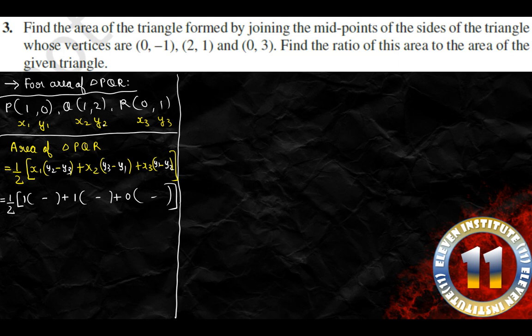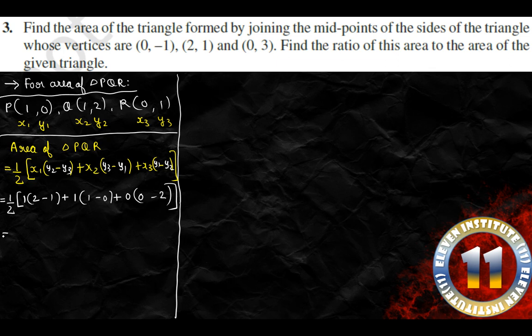Yes. So now in bracket I have to write y2 and y3. So y2 is 2, y3 is 1. So we will write 2 and 1. y3 and y1. y3 is 1, and y1 is 0. After that y1 is 0 and y2 is 2.